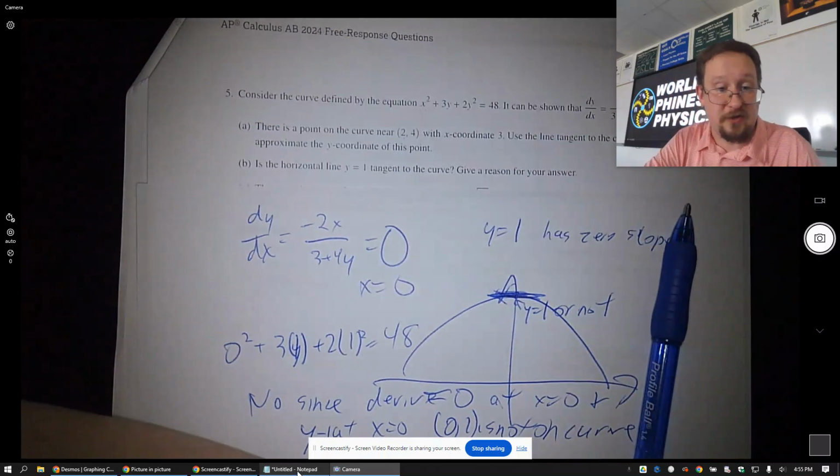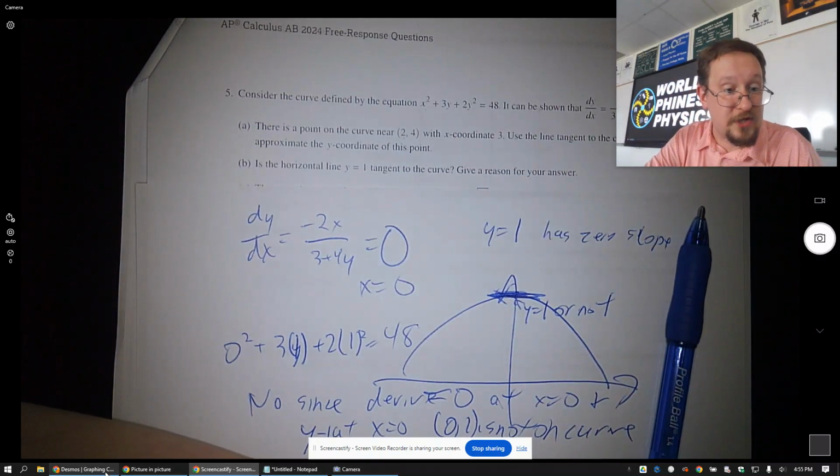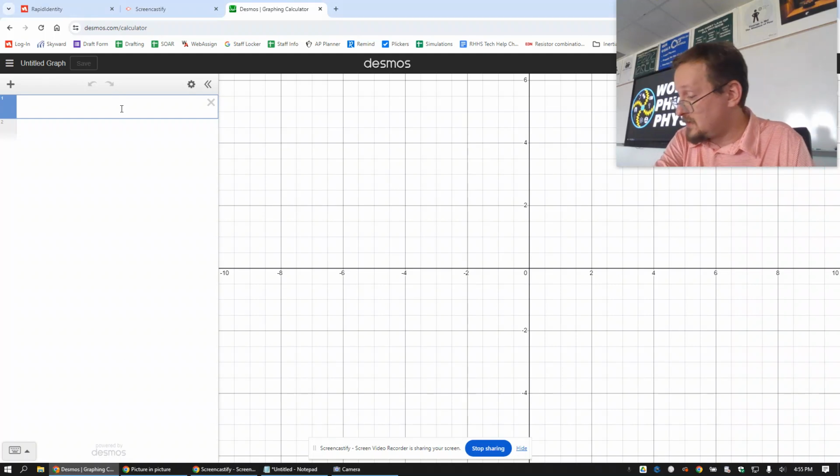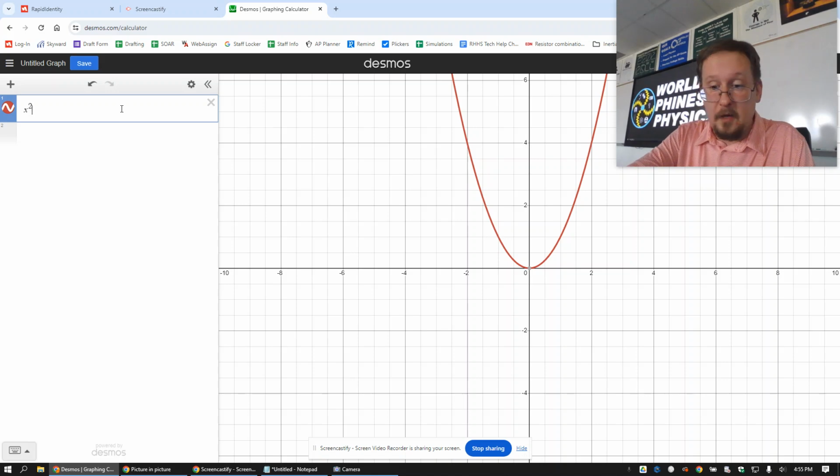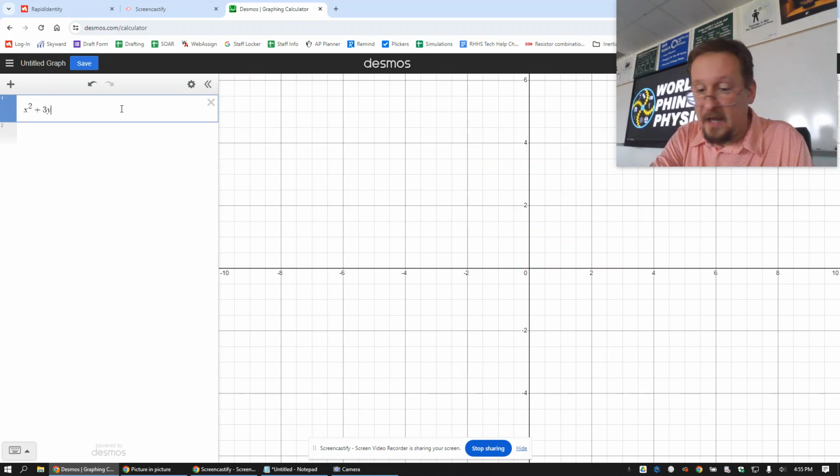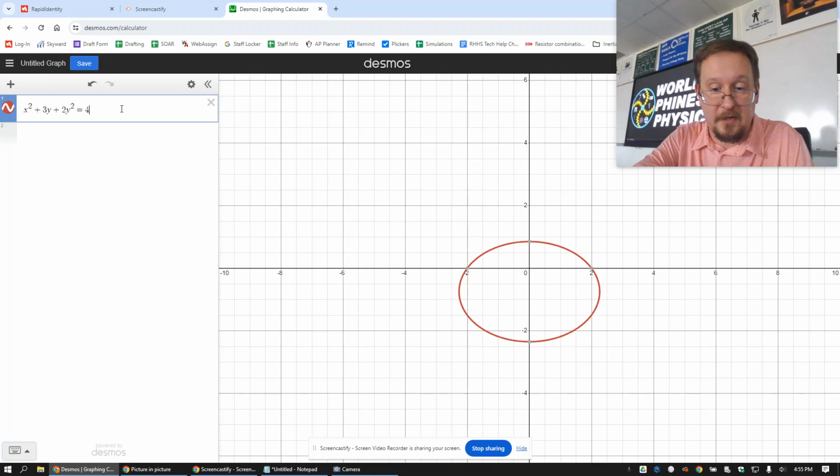Okay. I am going to just go to Desmos and ask Desmos. I'm just going to make sure. X squared plus 3. He had Desmos open already. Yeah, because usually I have to do this. Okay. I'm just going to check and make sure.